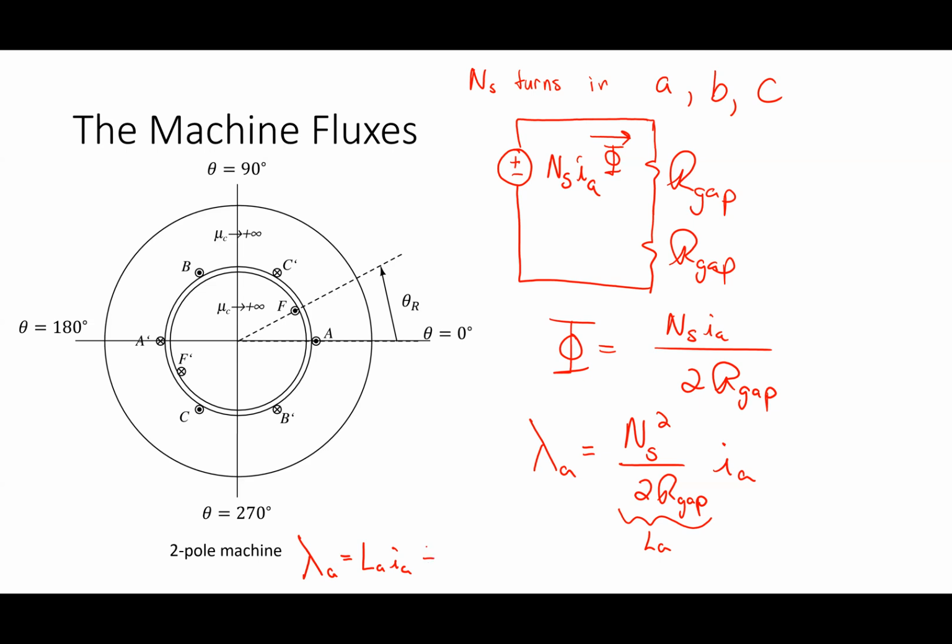So I would say I have a mutual flux LAB times IB. And then I would say LAC, IC. And I'm going to say LAF, IF. So if F is DC, is it going to produce a flux? Yeah, I mean, there's always a flux. And the question is, does it produce a voltage? Which it wouldn't. It may.